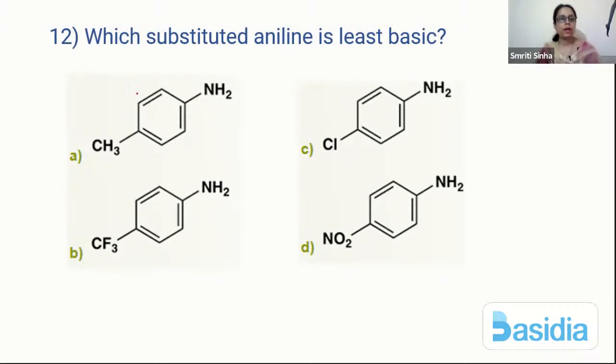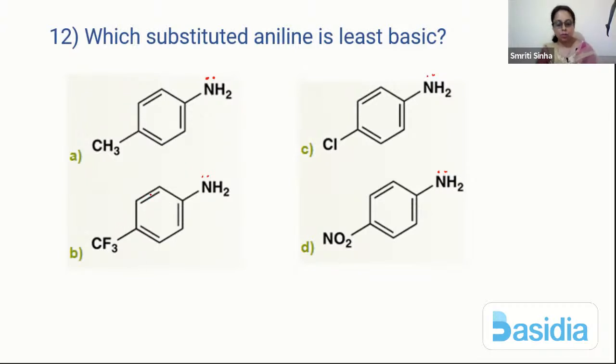So this is question number 12. Which substituted aniline is least basic? So out of this, which one is the least basic? That you have to choose. Now, the one which can donate its lone pair easily will be more basic, correct? So one which donates the lone pair easily is more basic. So you have to choose which one will not donate its lone pair easily, will be less basic.